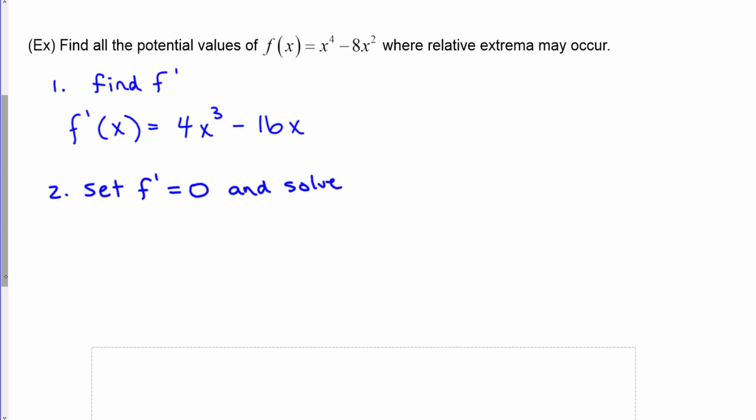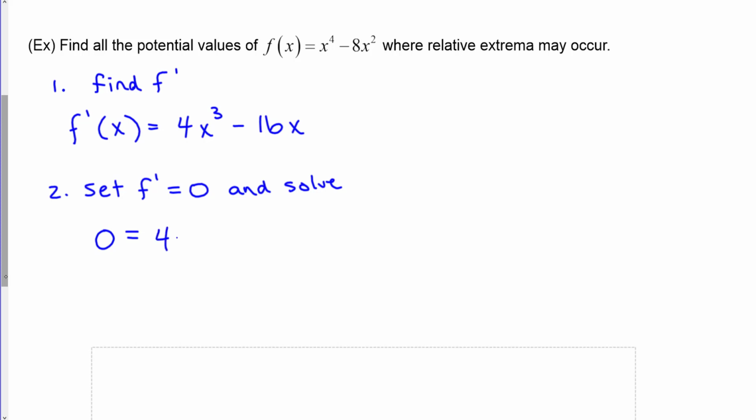Now technically, we need to also consider points where the first derivative would be undefined. But undefined points occur where division by 0 can happen, square roots of negatives, things like that. And since we have a nice polynomial function, those aren't going to apply here. So I'm just going to set this derivative to 0 and solve that.